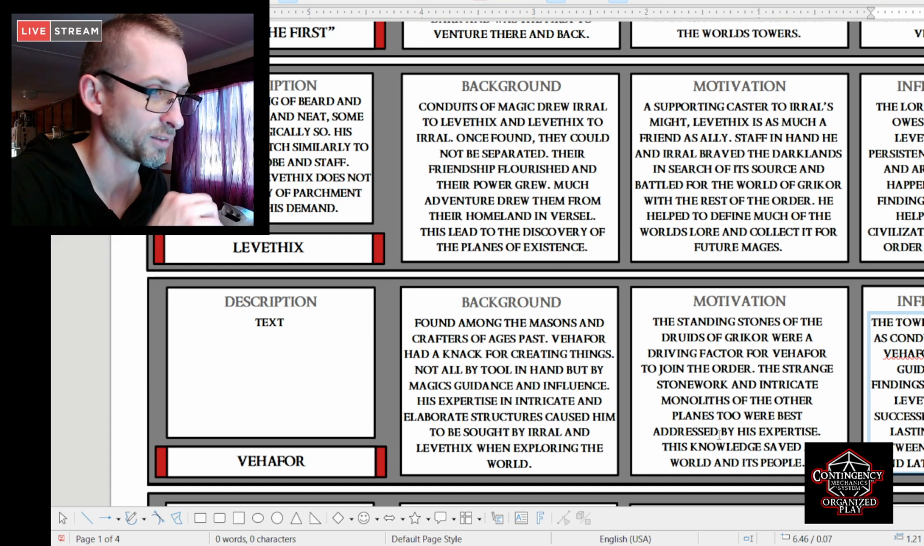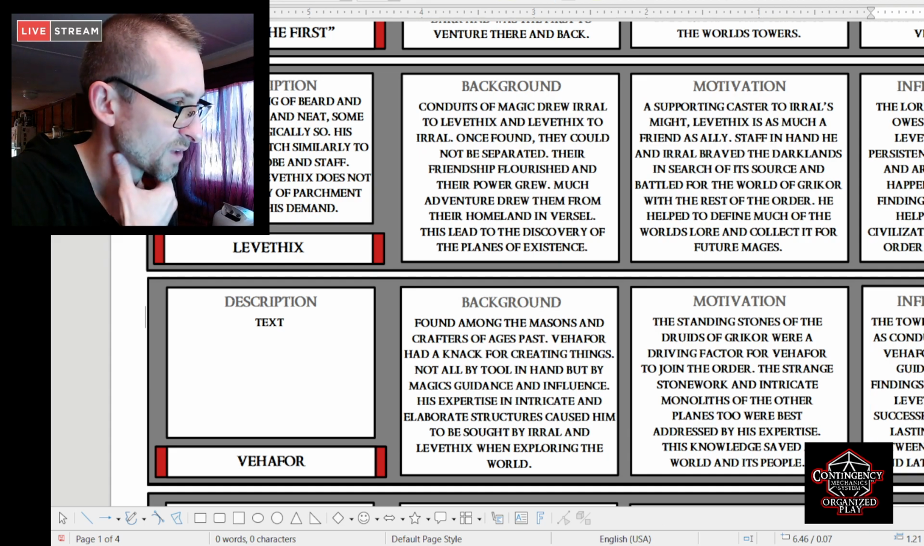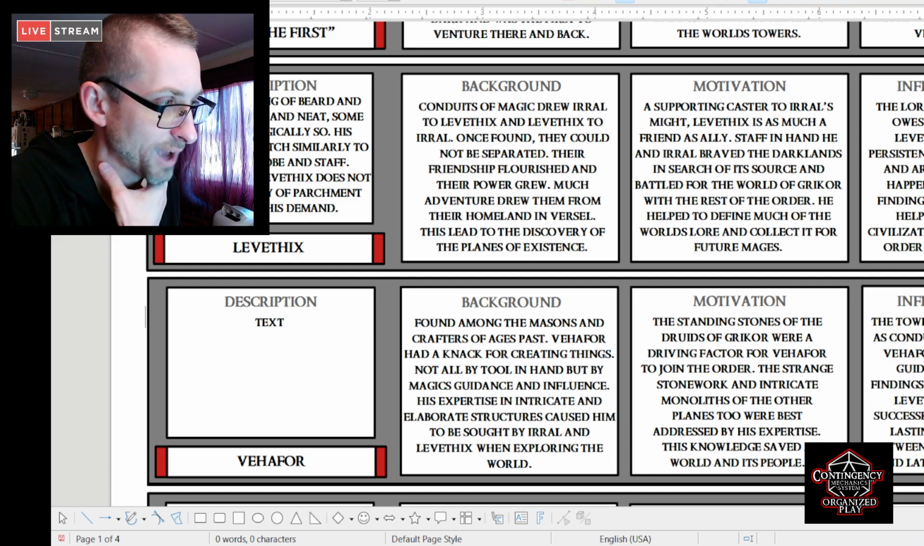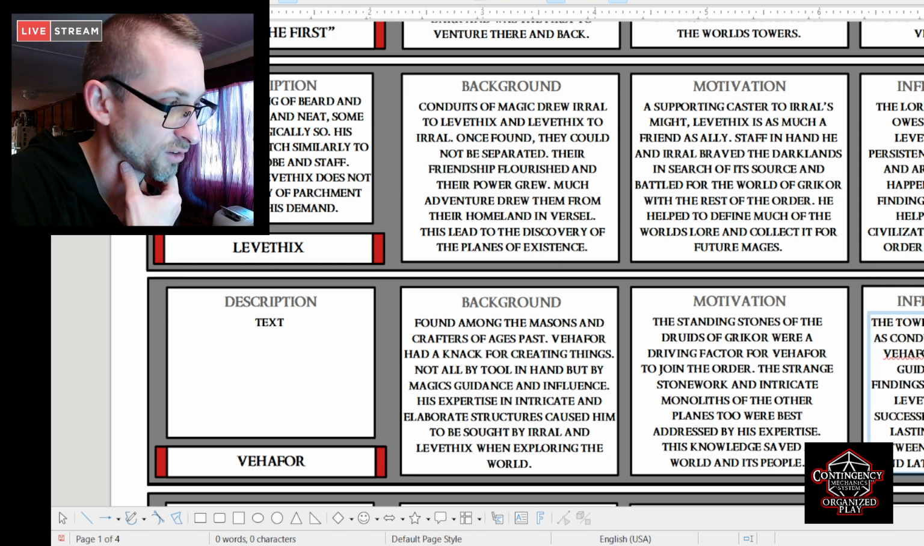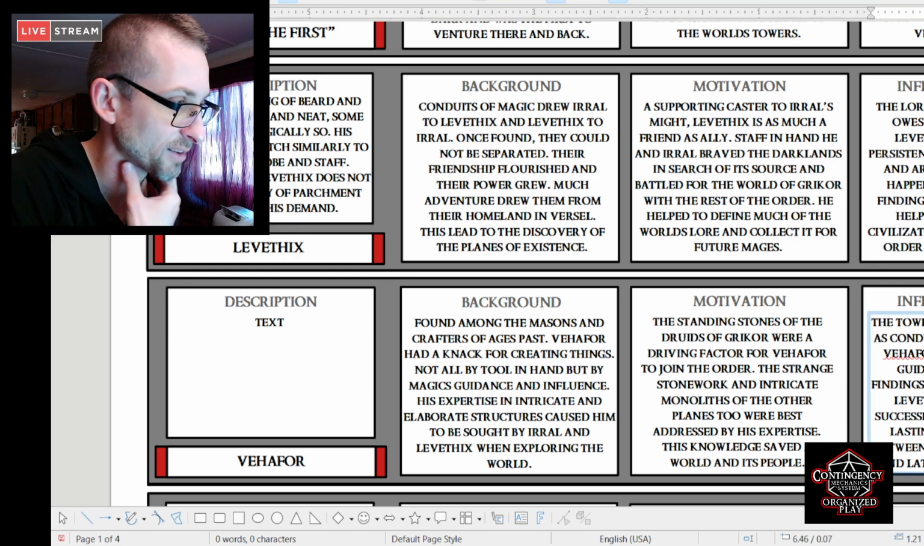I'll say nations, generalizing. So the towers of Gricor as conduits began as Vehafor's vision. Guided by the findings of Aral and Levithix, they successfully built a lasting barrier between the worlds and later nations. I'll change it to built as past tense.